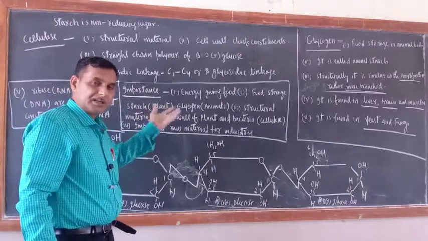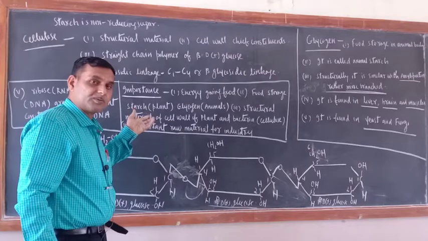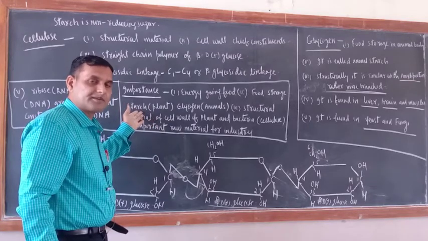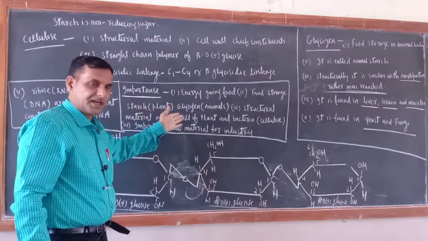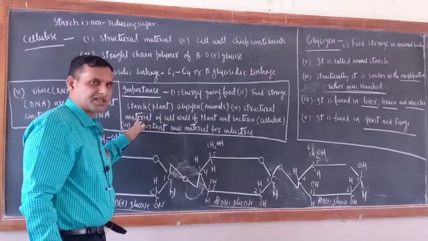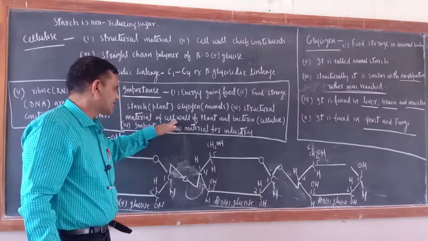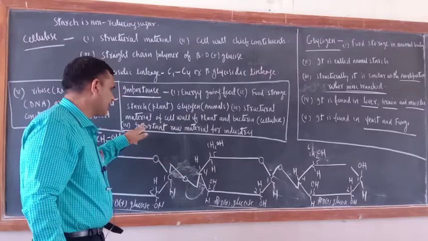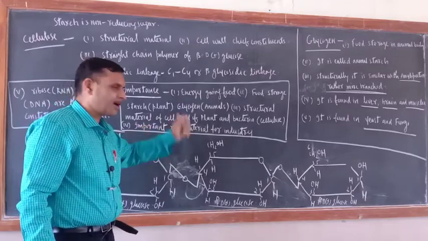Not only this, they are used as food storage in plants. Starch is considered to be the food storage in plants. In animals, glycogen is the food storage. They are also considered structural material. Cellulose is the chief constituent of the cell wall in plants and bacteria. It is an important raw material for industry.